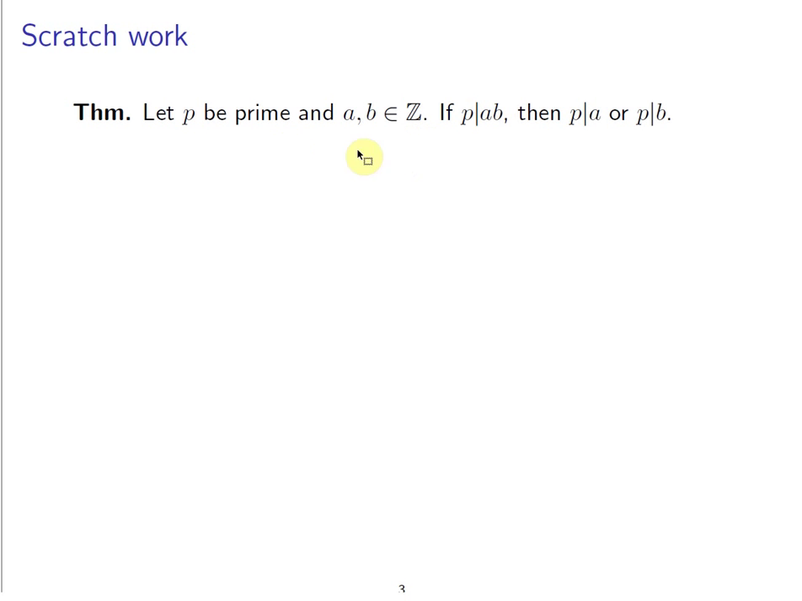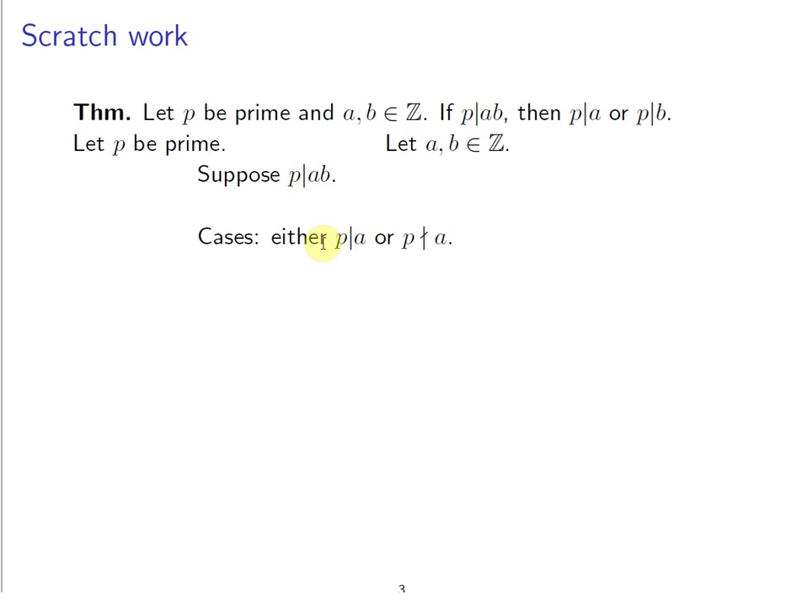So here's what I do: I write the statement that I want to prove first, and let's state the things that we have, especially the setup sentence: let P be a prime, let A and B both be integers. And if you're trying to prove an if-then statement, you should suppose the first part to be true. So we're going to suppose, or hypothesize, that P divides AB.